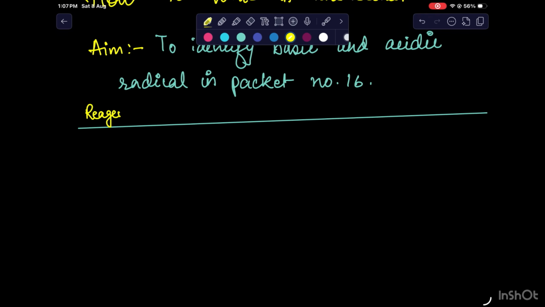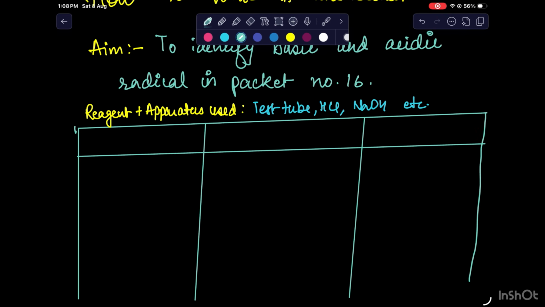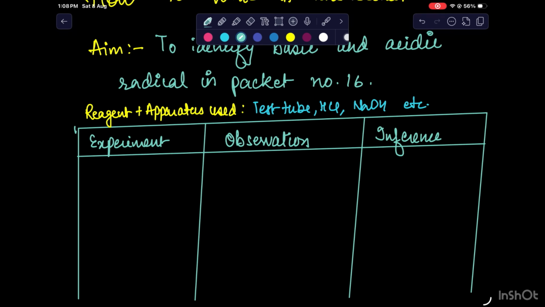Then sometimes teachers ask students to write reagents or apparatus used, right? So that completely depends on what instructions are being given to you when you are writing the practical exam. So you can write the test tube, HCl, NaOH, Nessler's reagent, dilute HCl, PbI2, whatever you have used, you can write it down. Then you have to make a table like this, and there will be 3 columns in the table. First experiment, second observation, third is inference.